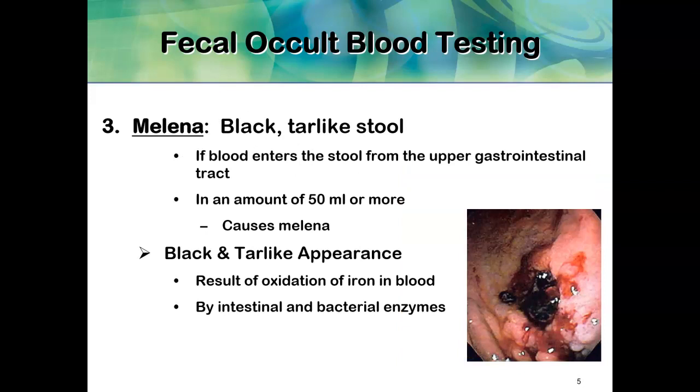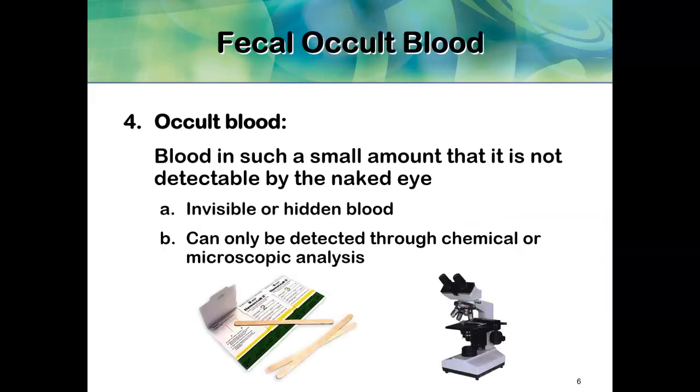Now, one of the things that sometimes will happen as well is a patient will develop melena, which is a black tar-like stool. And this happens when blood comes into the stool from the upper GI tract in larger amounts, 50 milliliters or more. And what happens to the stool is that it takes on this tar kind of like black appearance. And it happens because the iron in the blood starts oxidizing, and that's caused by enzymes, bacterial enzymes in particular.